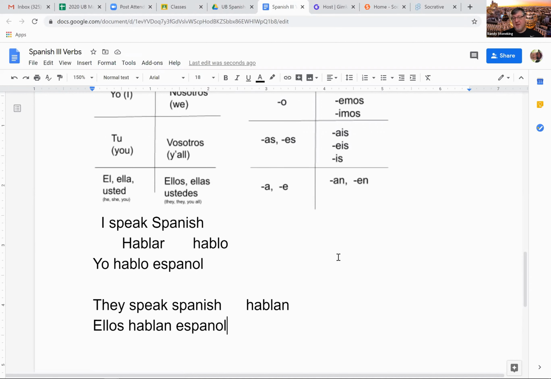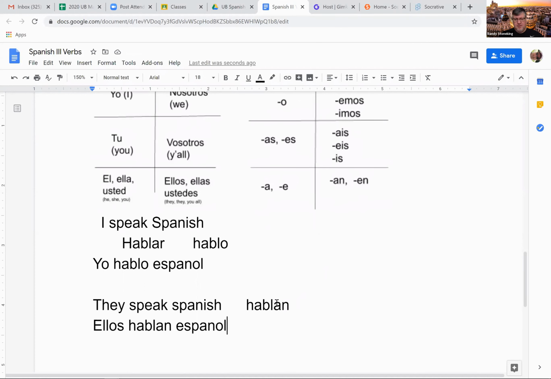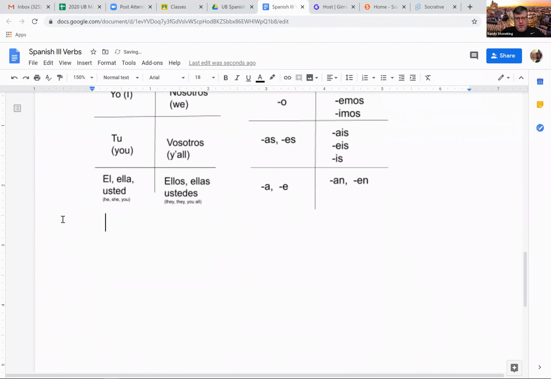If we're doing it with an ER verb or an IR verb, if the verb were comer, they eat. Ellos comen pizza, for example. Or nosotros, we comemos pizza. We eat pizza.